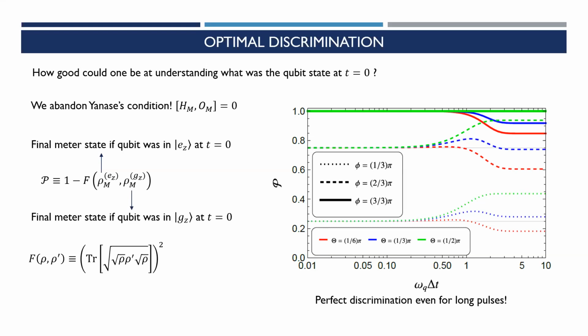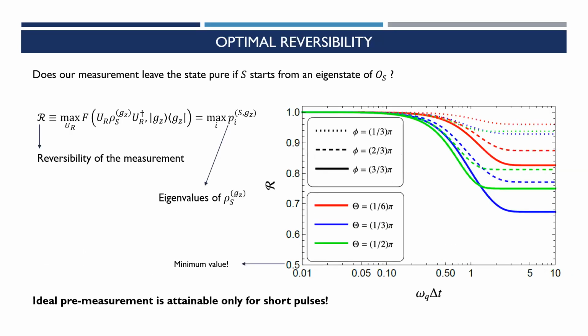So do you not know what the qubit state looks like when we perform this optimal description? No, we know the qubit state. We decide what the state was at t equals 0, and then, for example, we use the final qubit state to calculate this reversibility.